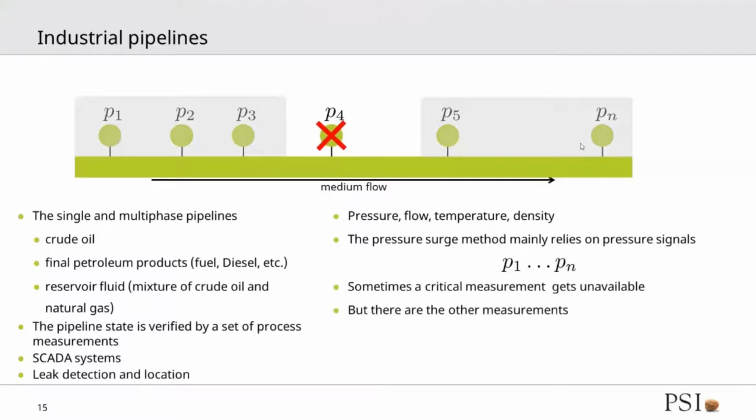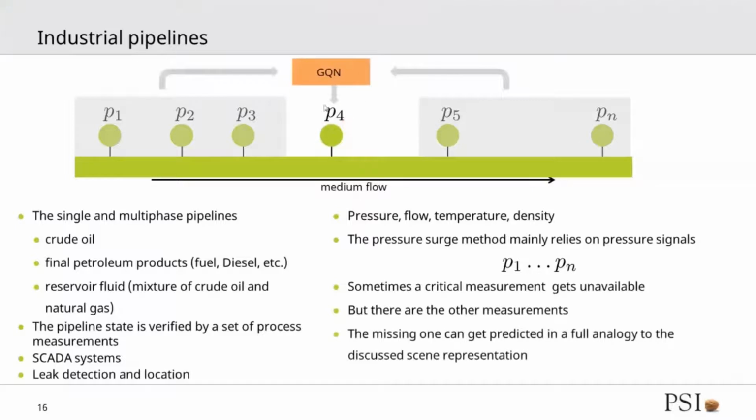Assuming that the majority of these measurements are available, and having somehow prepared on site the predictive model based on a generative query network, we can simply try to recover the signal exactly from the model. And this is the main idea and the main reason we think about this methodology in the context of pipelines.